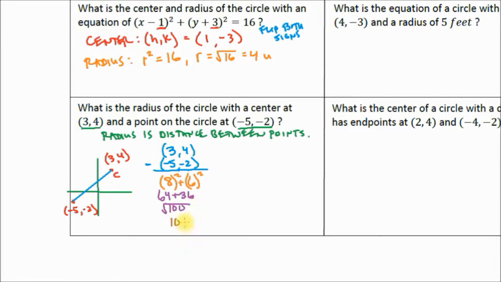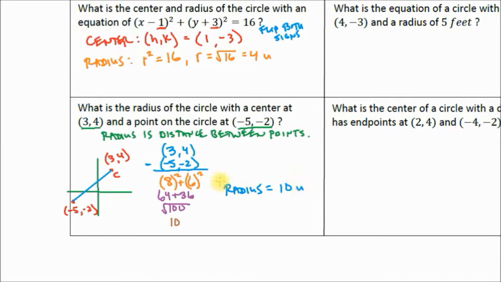And that means our radius is 10 units. So if our number here is 10, now we found the two things we need to know. The center, we already know, was 3, 4. The radius equals 10. In this case, we don't know the unit of measure, so it is 10 units.